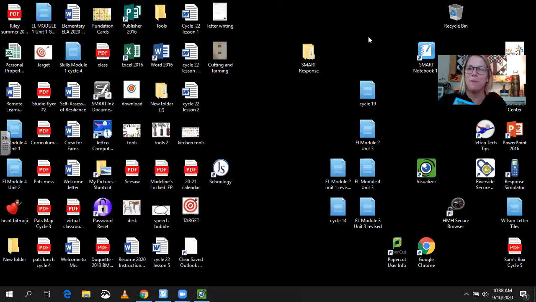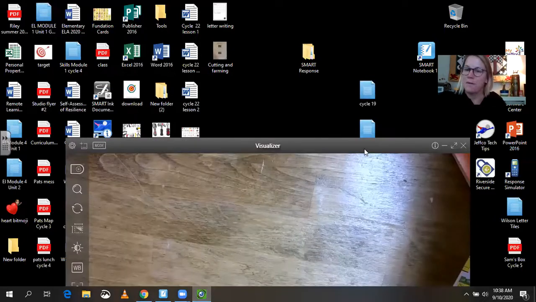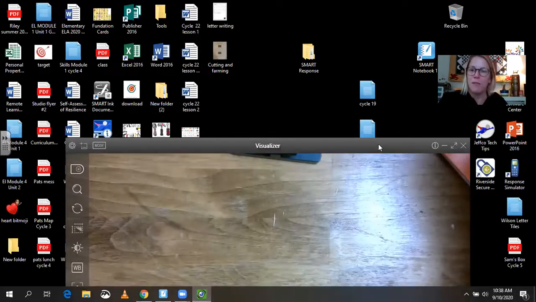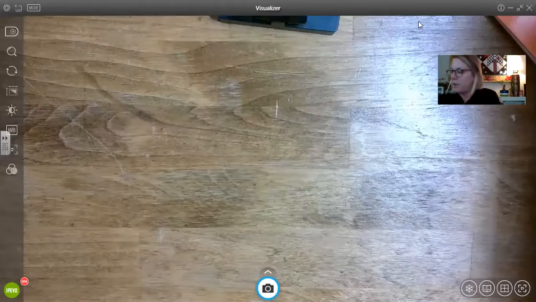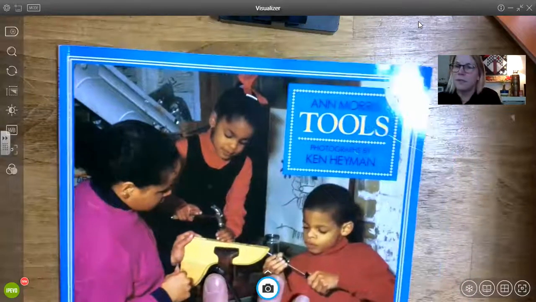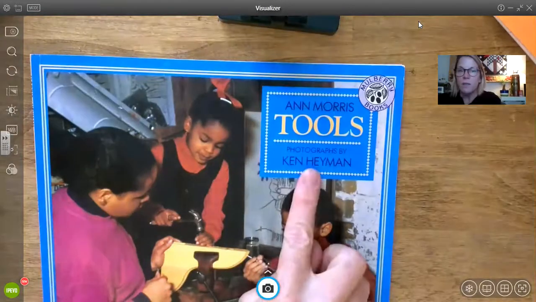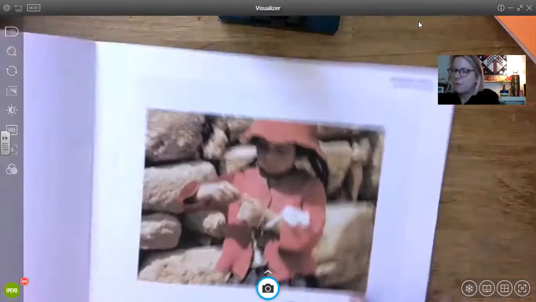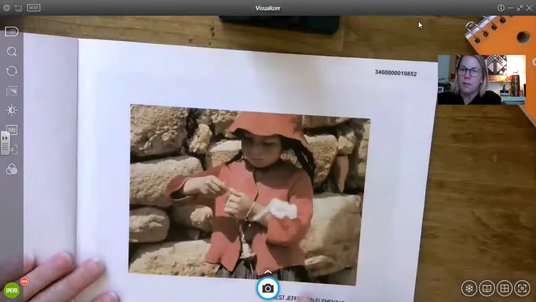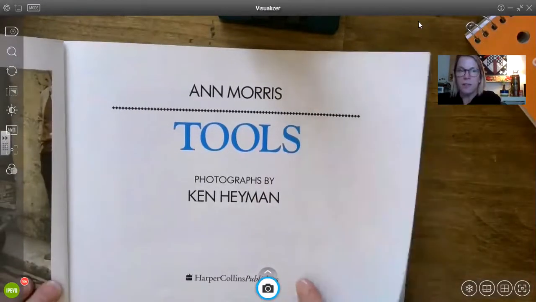All right, so here we go. Perhaps, there we go. Gotta move this up. All right, we're gonna make this a little bit bigger. And here we go. Tools. I'm gonna turn off this light. I think the glare is from that. Yep. Anne Morris, Tools. Photographs by Ken Heyman. We're gonna spend several days on this book this week. Today's just our first read through to kind of study what's going on.